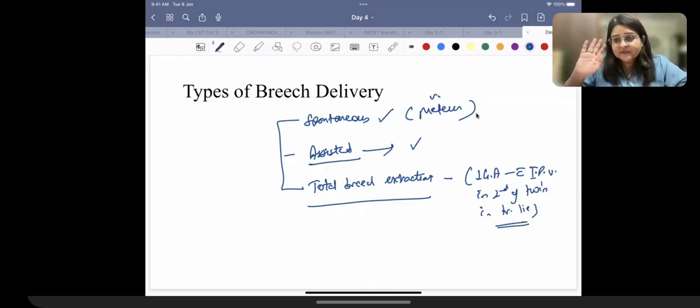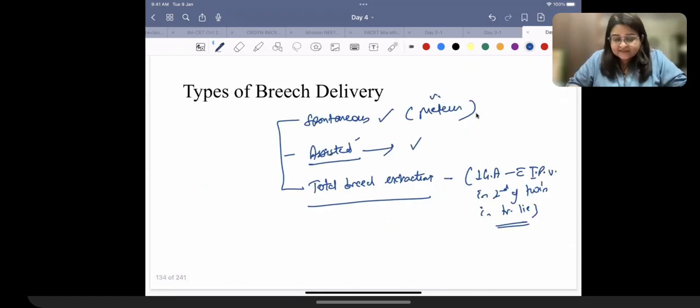So I hope you remember the class on twin pregnancy. Second of twin, if it is transverse lie, you first try to do an external version. If that fails, you take the patient to the OT under general anesthesia, put your hand inside, do an internal podalic version and total breech extraction. Okay?